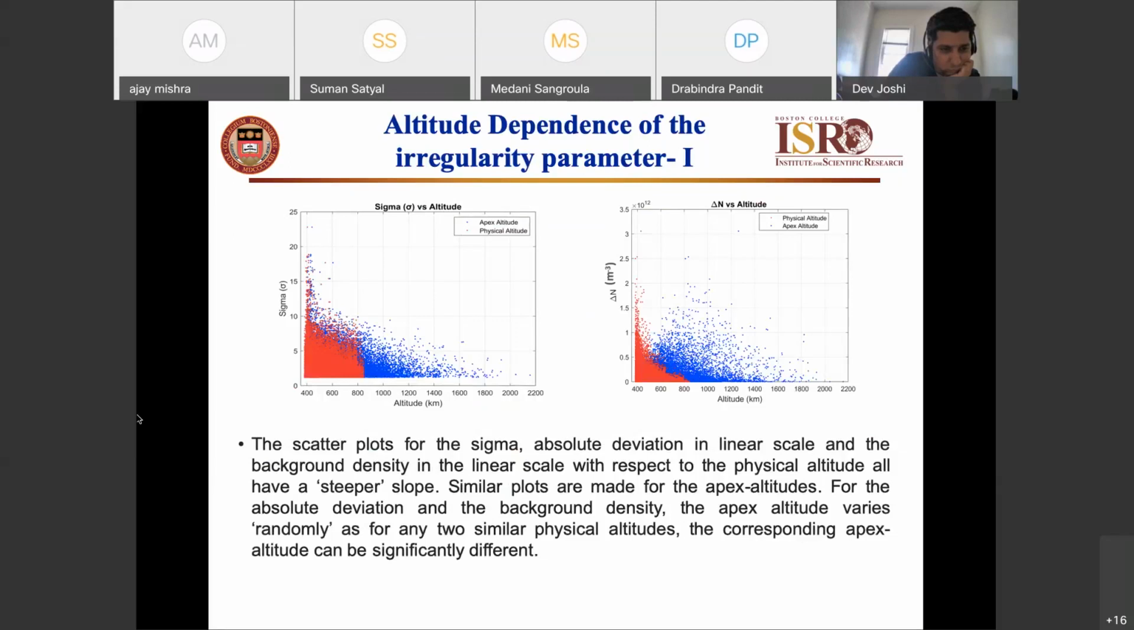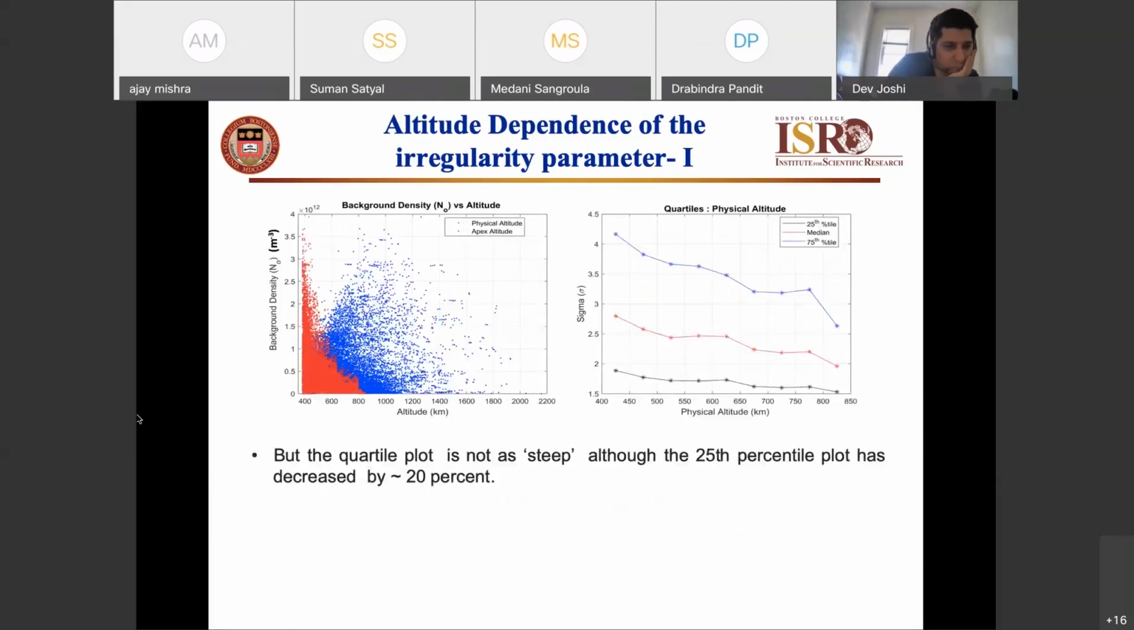We look at sigma, we look at the deviation of the ion density in linear scale, and the background density. We see with physical altitude, all of them seem to be decreasing. And we plot quartile plots out of those distributions, and the 25th percentile plot has decreased by 20% for sigma. The decrease is not as rapid as seen in the scatter plot, but we wanted to understand if 20% is significant enough to be called as being influenced by the background density.